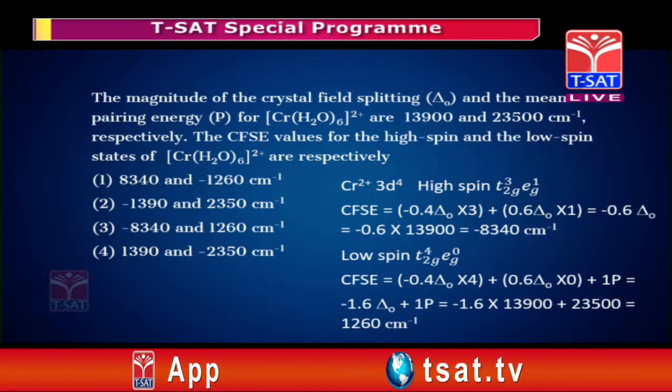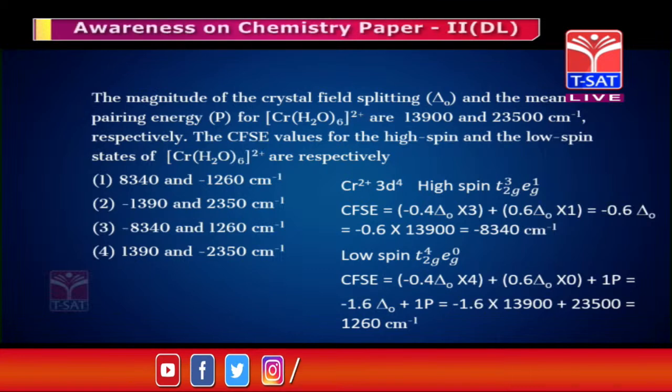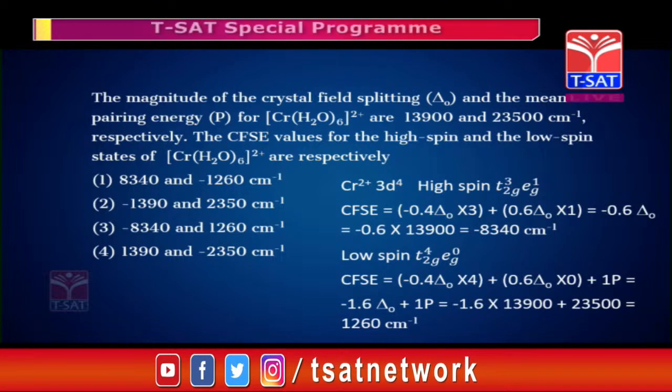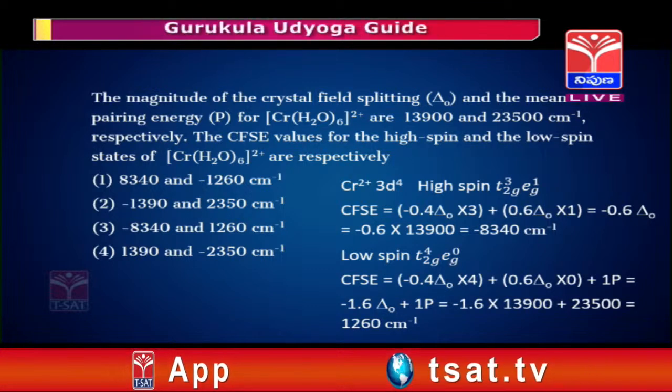So, what is the oxidation state of chromium in that complex? It is 2+. So chromium 2+ means the configuration is d4. If it is high spin, then t2g3 eg1 is the configuration. That means in the t2g level 3 electrons are there, in the eg level 1 electron is there.